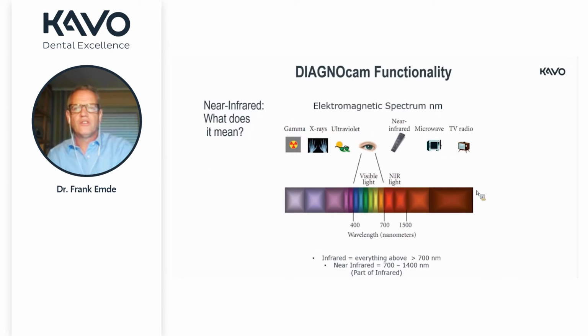What about the functionality? Why do we use near-infrared light? What does it mean? In principle, wavelengths have different indications. What we normally have between 400 and 700 nanometers is the visible light, from blue to red. If you go above 700 nanometers, we call that infrared light. Near-infrared light is defined as everything between 700 and 1400 nanometers. It's part of the infrared light.